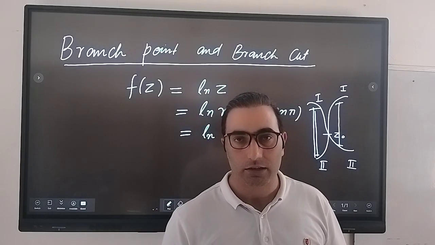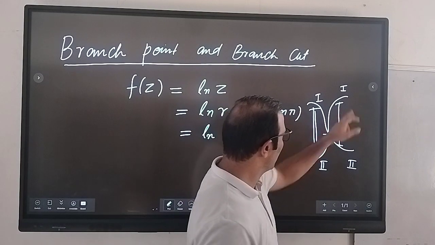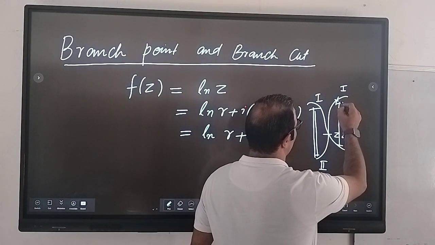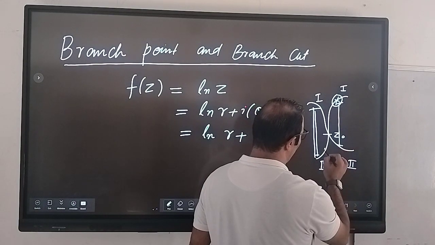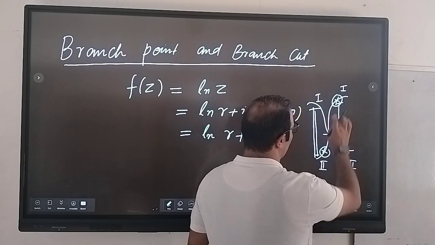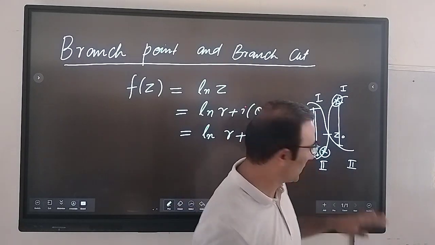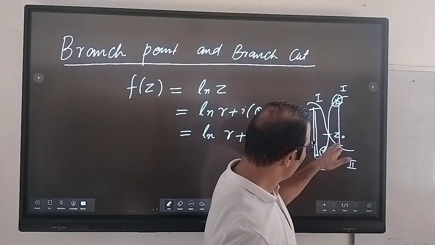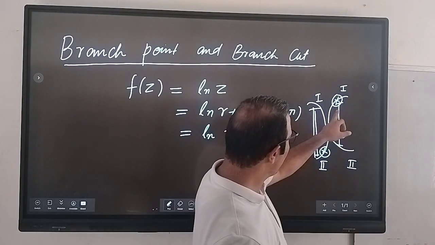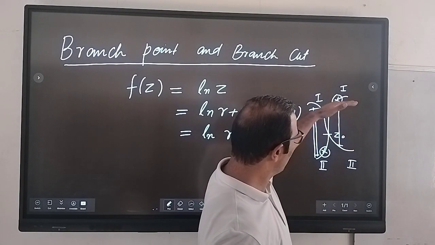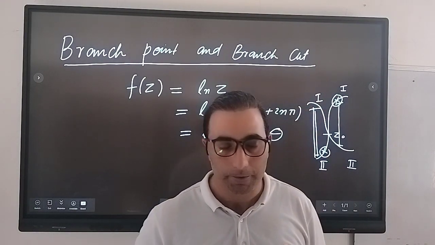And in addition to that, I also told you one more thing: the value that this sheet has in the first sheet should be the same as the value at this point in the second Riemann sheet, right? Because z equal to 0 connects these two sheets, these two Riemann surfaces, and the value in the first sheet at this point should be equal to the value at this point by the condition of continuity, right?